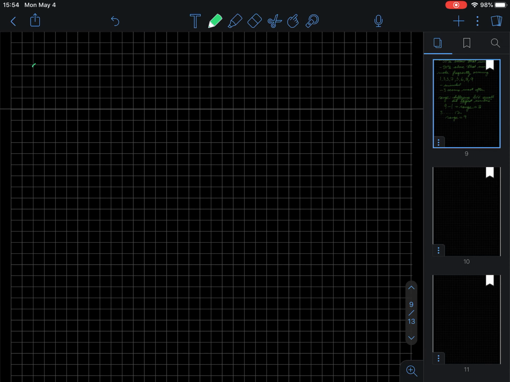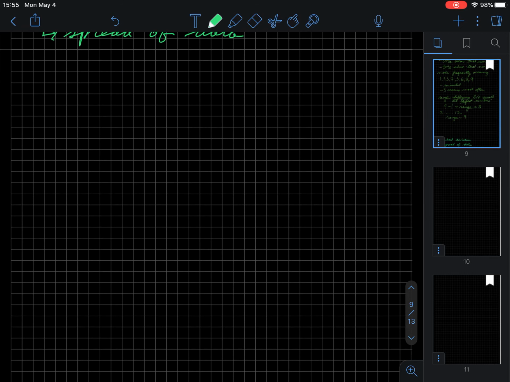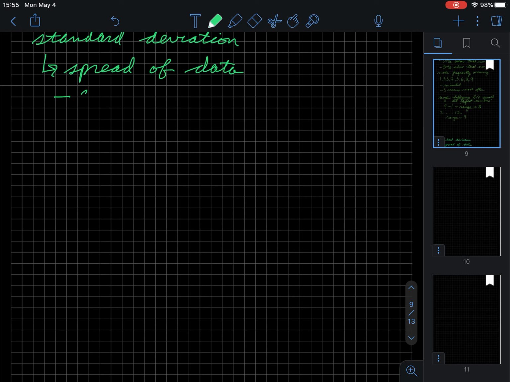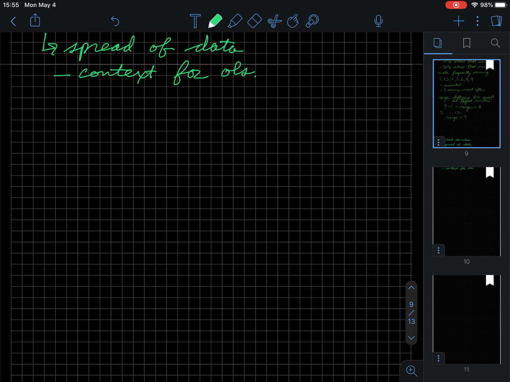So let's talk a little bit about standard deviation. Really important because we're interested in spread of data. And this provides an idea of that, right? And what it also does when we look at spread is it provides context for observations. So it gives an idea of where most observations lie, and what is truly unusual behavior.